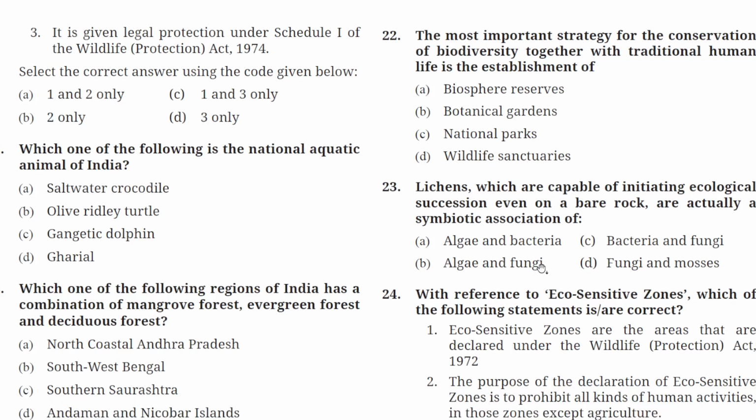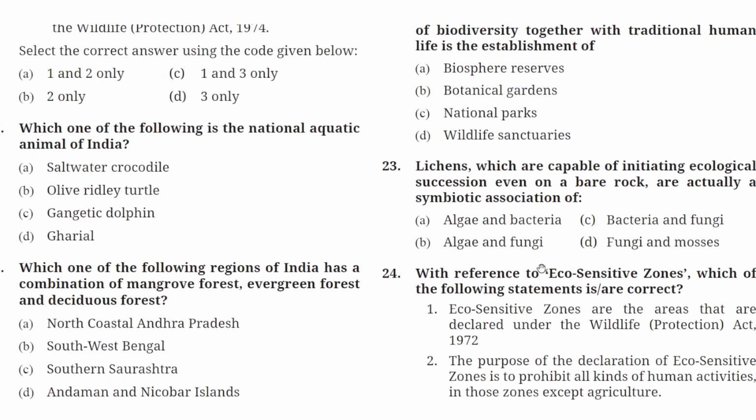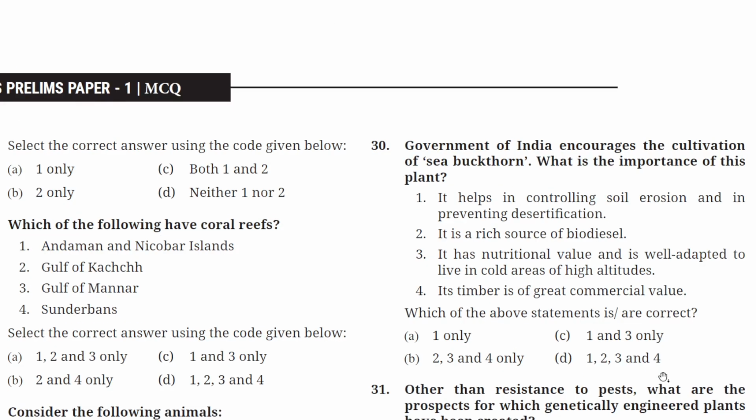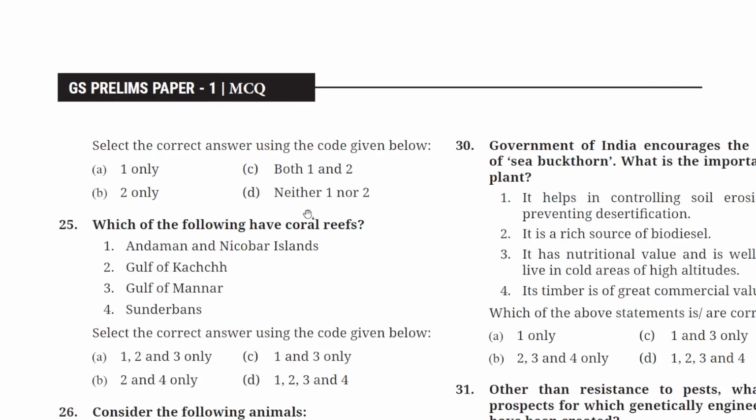Question number 24. With reference to eco-sensitive zones, which of the following statements is or are correct? Eco-sensitive zones are the areas that are declared under the Wildlife Protection Act 1972. The purpose of the declaration of eco-sensitive zones is to prohibit all kinds of human activities in those zones except agriculture. Answer is D, neither one nor two. Eco-sensitive zones are declared under Section 3 of the Environment Protection Act, not the Wildlife Protection Act.